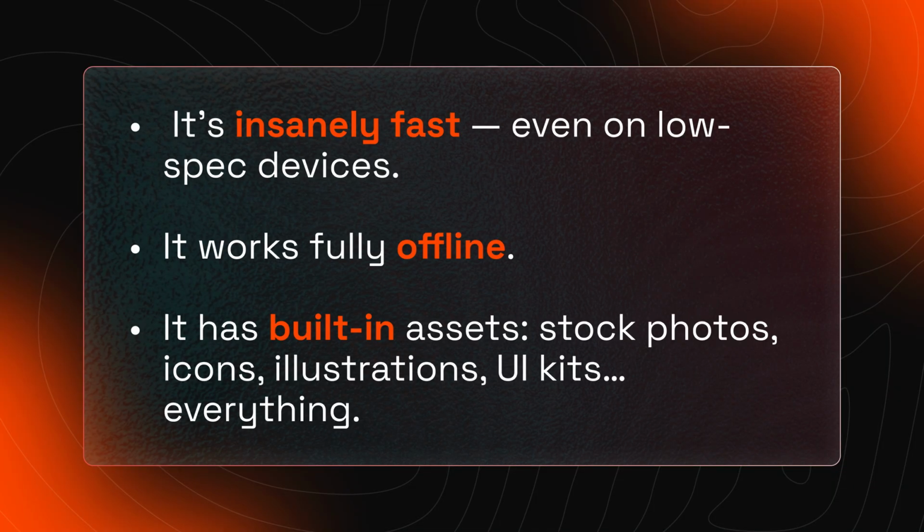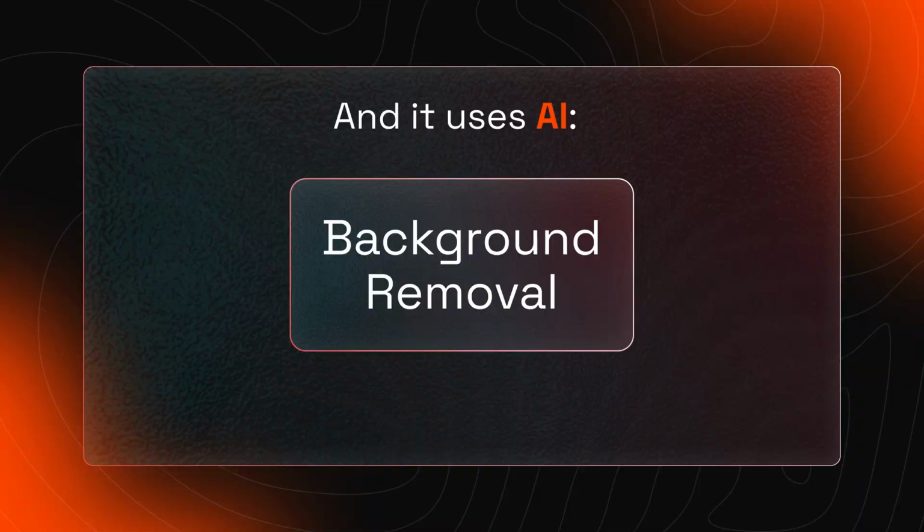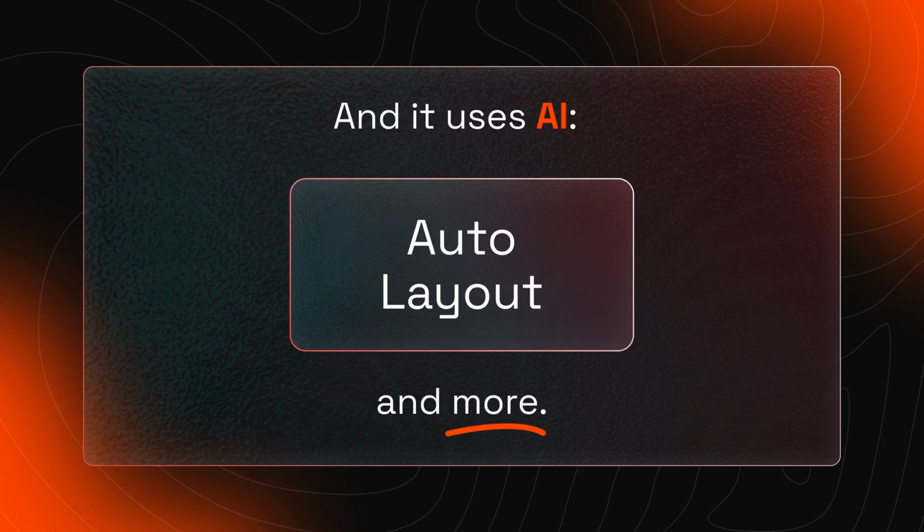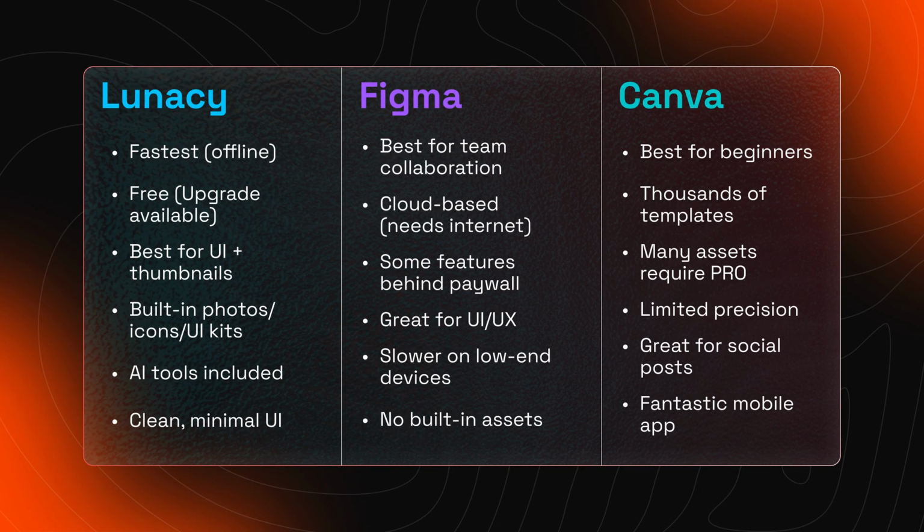It's insanely fast even on low spec devices. It works fully offline, it has built-in assets, stock photos, icons, illustrations, UI kits, and everything you can name. It uses AI in ways like background removal, text to image, avatar generation, and auto layout, and many other features. Think of Lunacy like a hybrid, faster and more lightweight than Figma, more flexible for design than Canva, and with a cleaner UI than Photopea. And unlike other tools, you can use it for free.